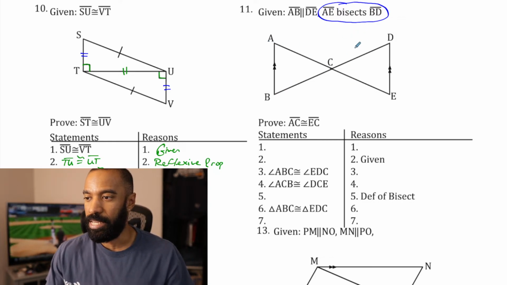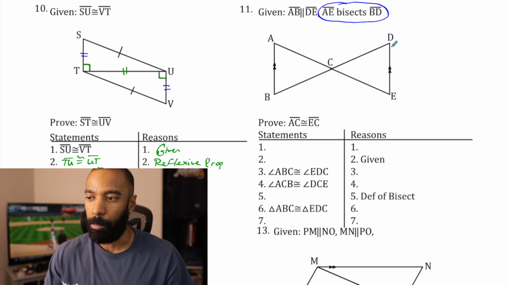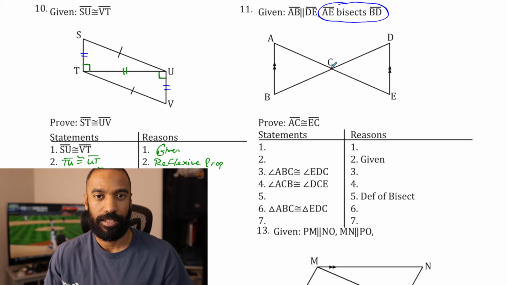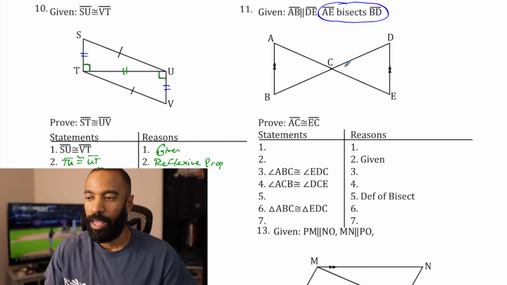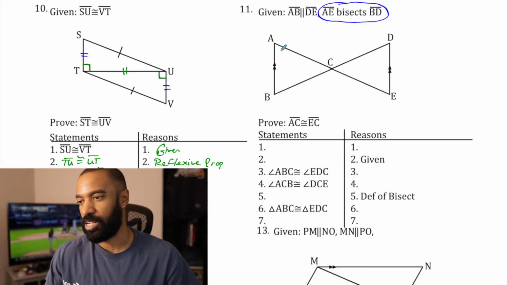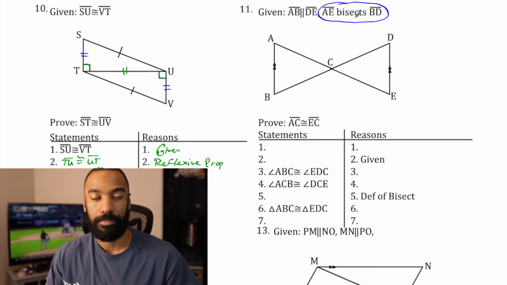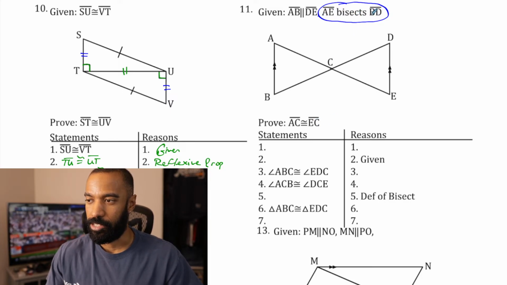AE intersects BD at its midpoint. So BD has a midpoint called C. Okay, that's something we're going to get into there. BD doesn't necessarily bisect AE unless they mention it, which they didn't. This is the subject, this is the object.